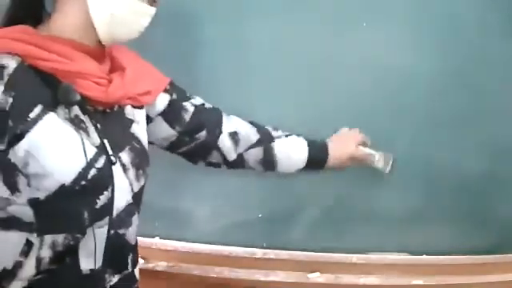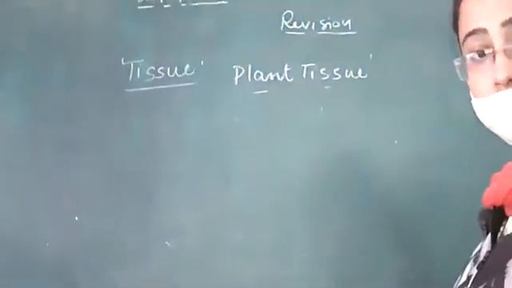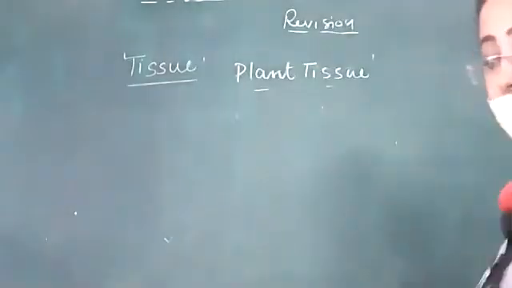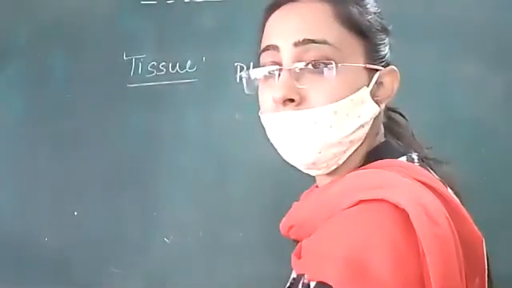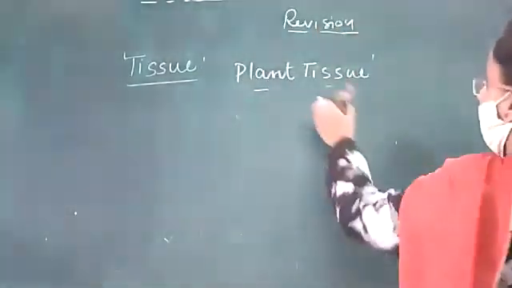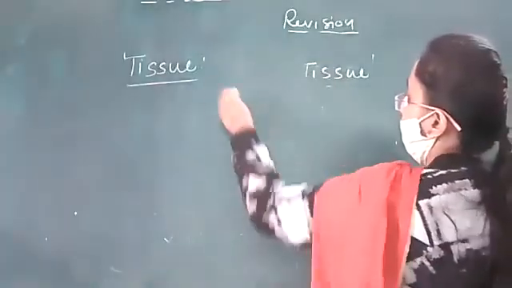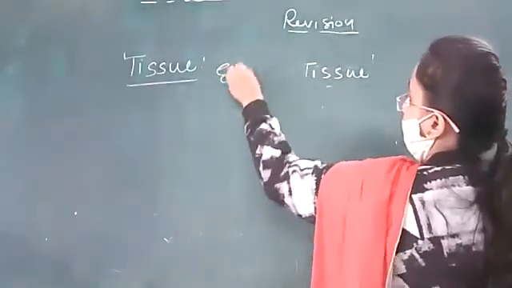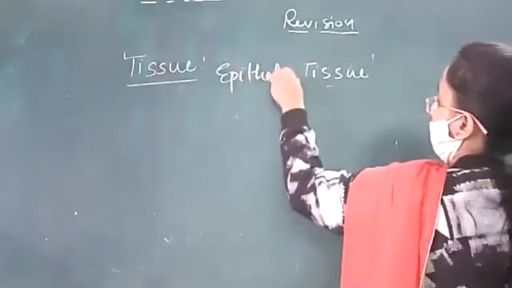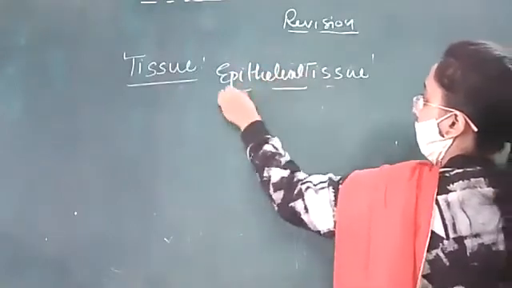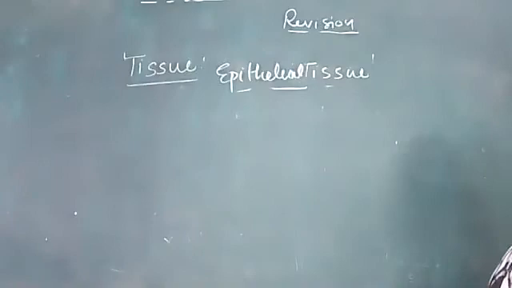In the animal tissue, I'm starting with animal tissue now. The first tissue is epithelial tissue. Can anyone tell me, epithelial में बेटे कौन सा tissue है first?